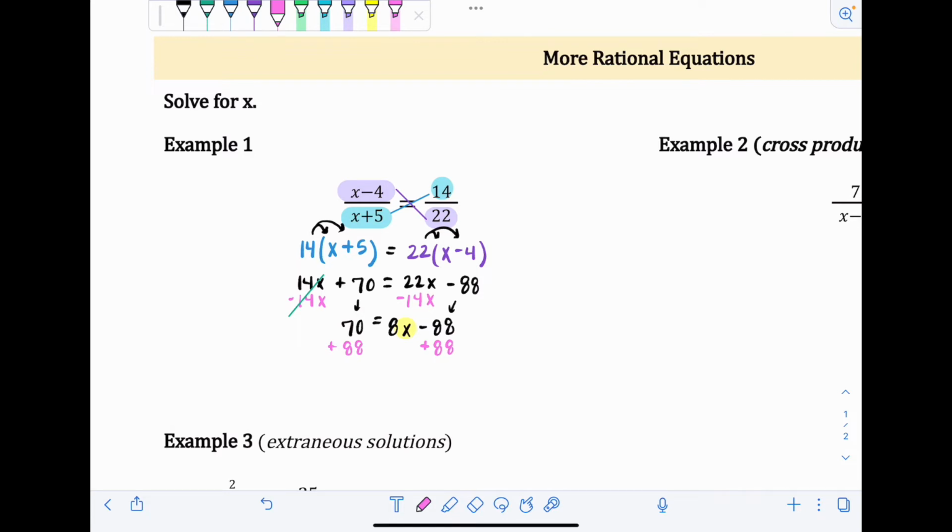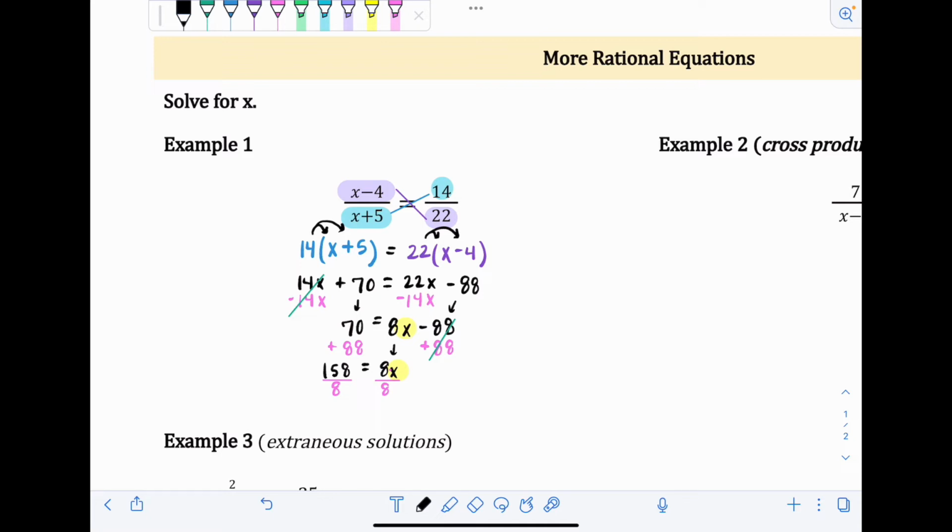So 70 plus 88 is 158. And then that's equal to, I bring down the 8x, negative 88 plus 88 cancels out. And then now still just trying to get x by itself, so that 8 is being multiplied by the x, so to undo multiplying by 8, I would divide both sides by 8. So 158 divided by 8 is 19.75.